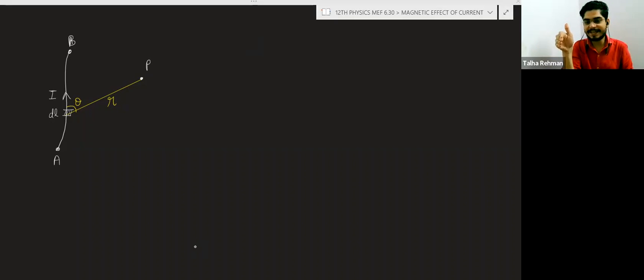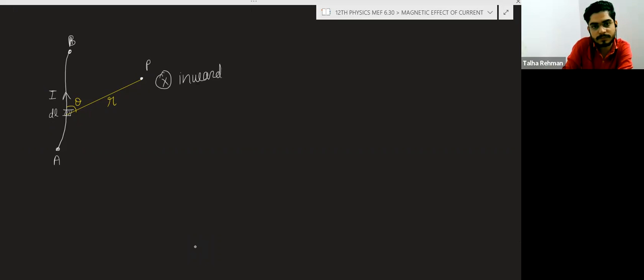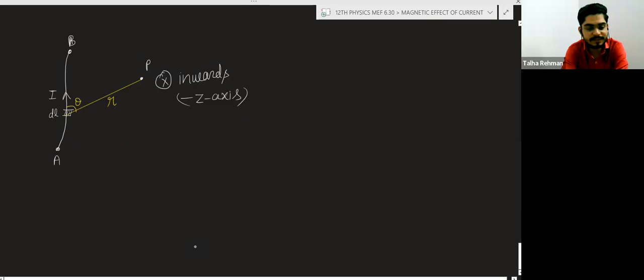Direction is like this now. This is going away from me. Away from me means that something is going into the screen, right? So here the direction will be like this, cross, inward direction. Or you can say the direction of magnetic field will be along negative z axis. Is it or not? Yes, sir. If you have understood this, then please tell me. Otherwise, I will explain it again.